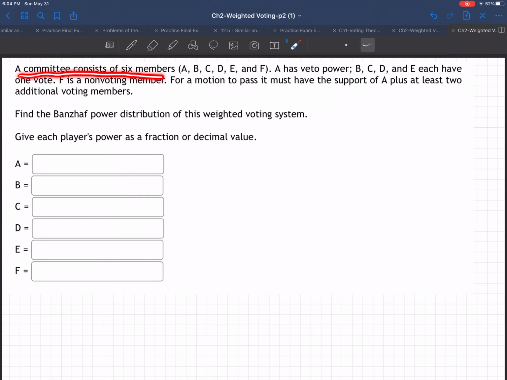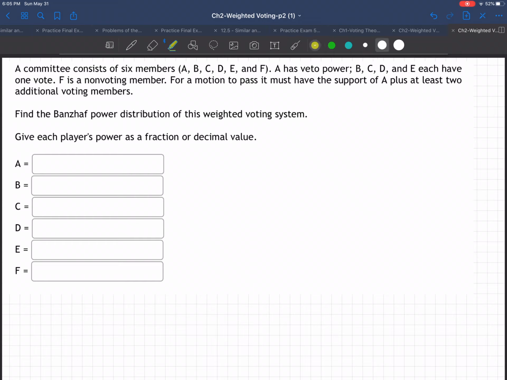A committee consists of 6 members, A, B, C, D, E, and F. A has veto power, B, C, D, and E each have 1 vote. F is a non-voting member. For a motion to pass, it must have the support of A, plus at least 2 additional voting members.